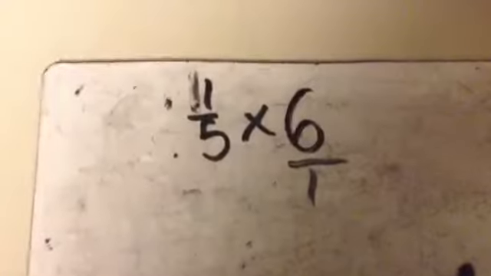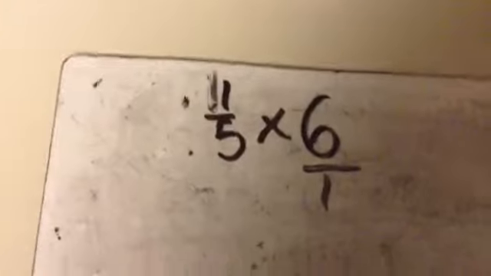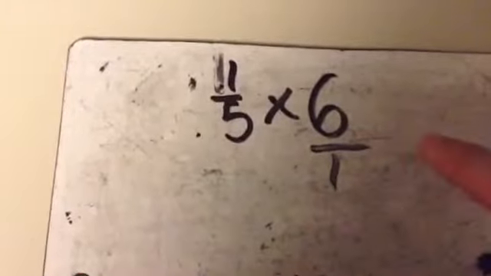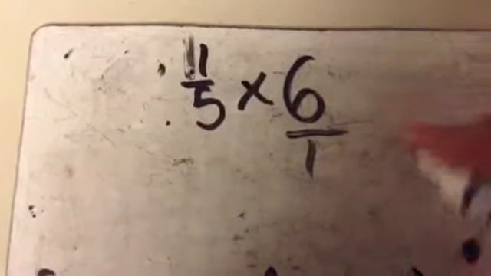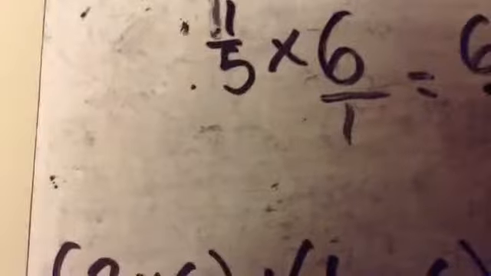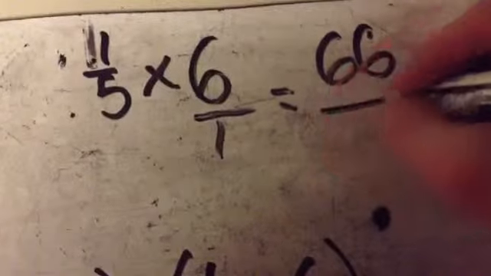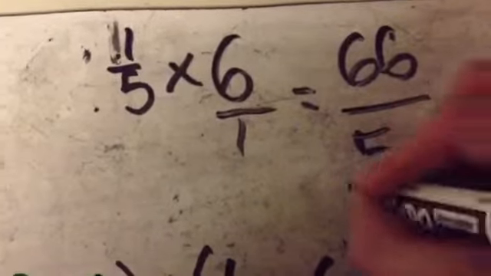Sorry, my marker's fading a little bit. Alright, so I'll be left with, just trying to fix that for you, 11 over 5 times, of course I want to make 6 over 1. Alright, in this case there's nothing I could cross cancel. So I just multiply straight across. 11 times 6 is 66. 5 times 1, sorry I'm fading again, is 5.